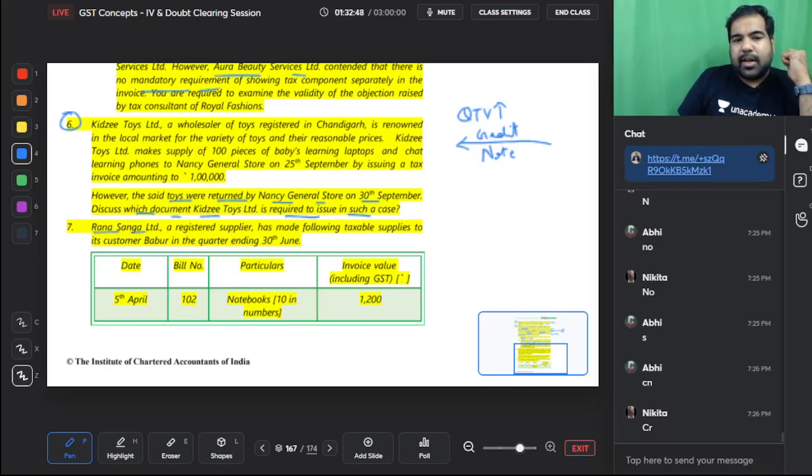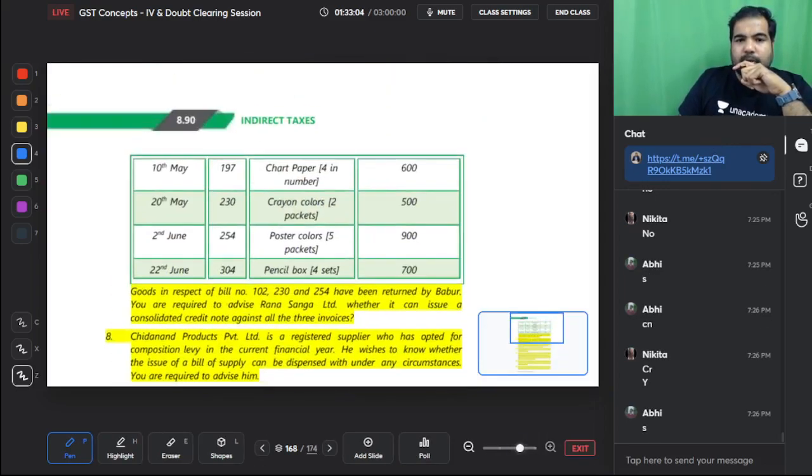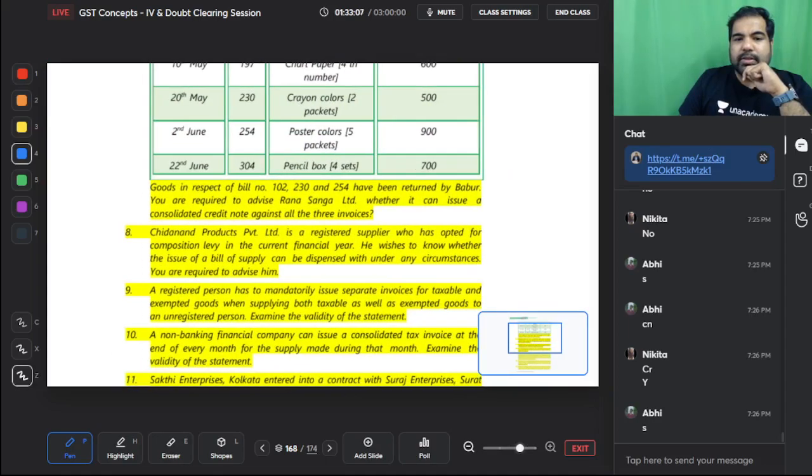Guys, Rana Sangha is a very busy person, so he has made some small supplies. So please tell me, in these cases, will he issue an invoice? On the 5th of April, 1200 rupees. Will he issue an invoice? Yes. Next. Sorry, these are all revised invoices. These are all required returns. That's okay. Returns is okay.